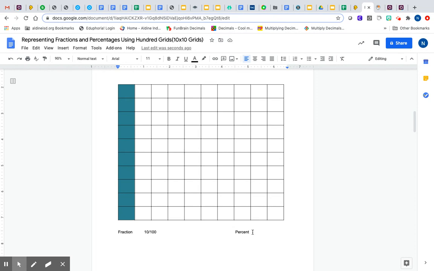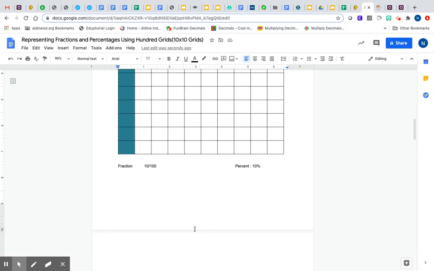So now I need to find my percent. And percent is always out of what number again? 100%. So that means that if my denominator is 100, I automatically know my percent, 10%. That only works if your denominator is out of 100. That is when you can use your numerator as your percent.